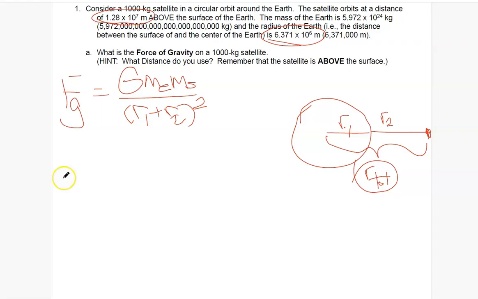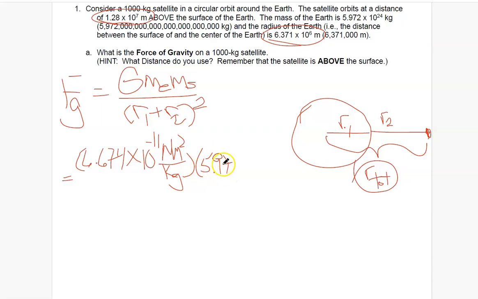So let's plug in our values here. We know that G, the universal gravitational constant, is 6.674 times 10 to the minus 11 Newton meters squared per kilogram squared. We know the mass of the Earth is 5.972 times 10 to the 24 kilograms. And we know the mass of the satellite is an even 1,000 kilograms.